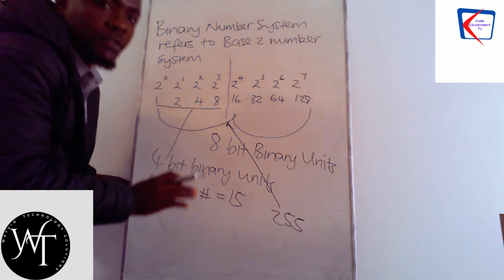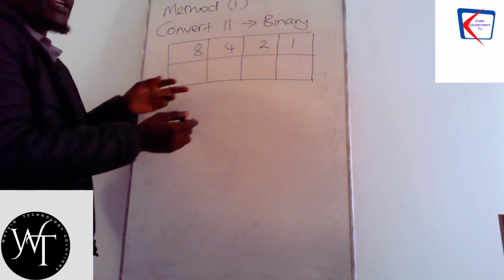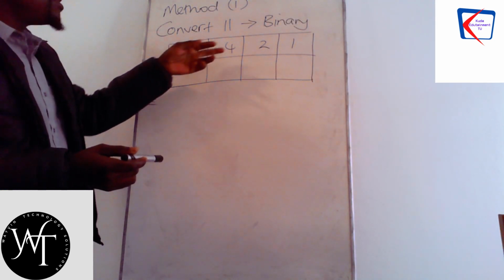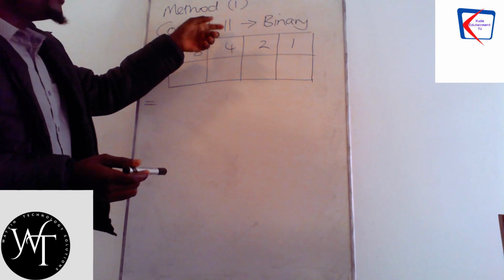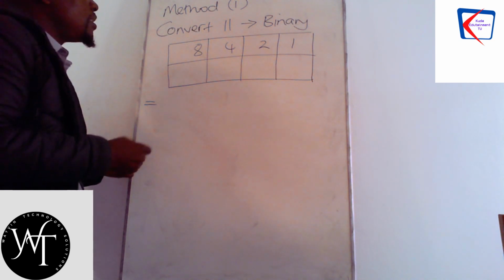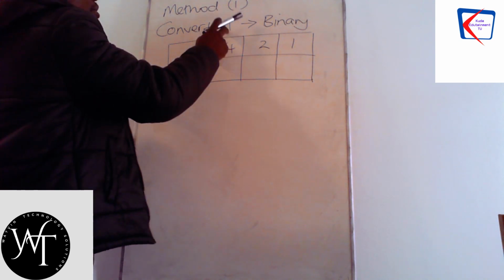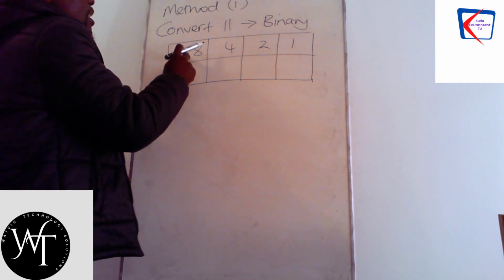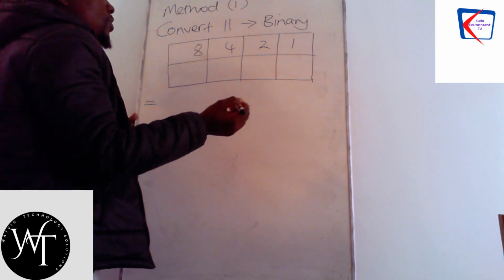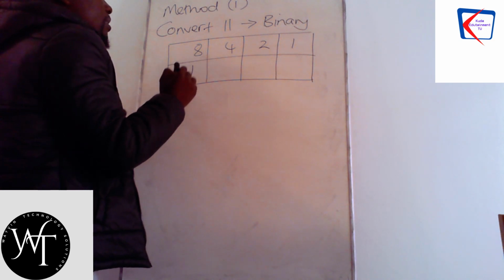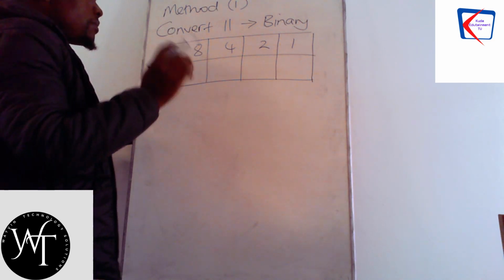I was just giving you the foundations because the largest denary number we can make out of a 4-bit binary number is 15, of which 11 is less than 15. So we need to consider the binary units that, if added together, will give us 11. So in this case, 8 is less than 11. So we switch on. By switch on, we write a 1, right? Because a binary number consists of ones and zeros.